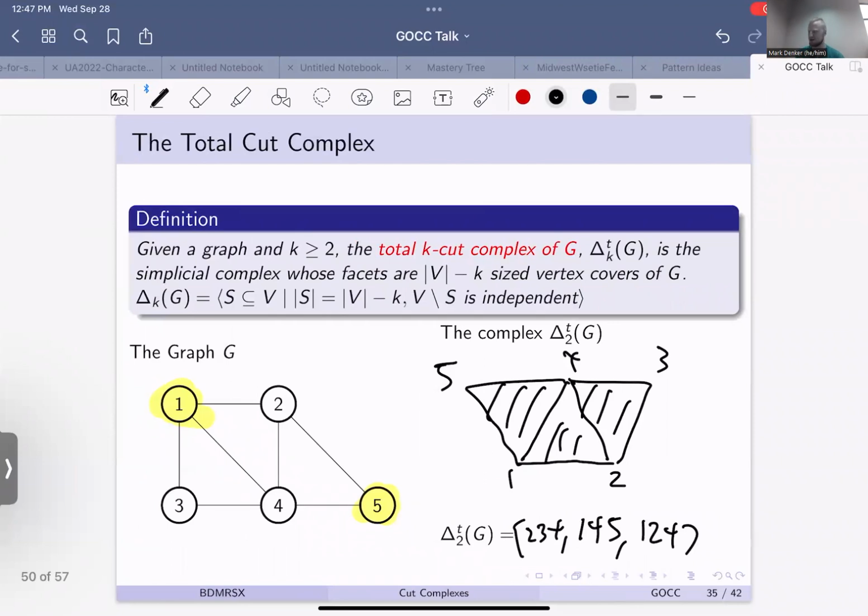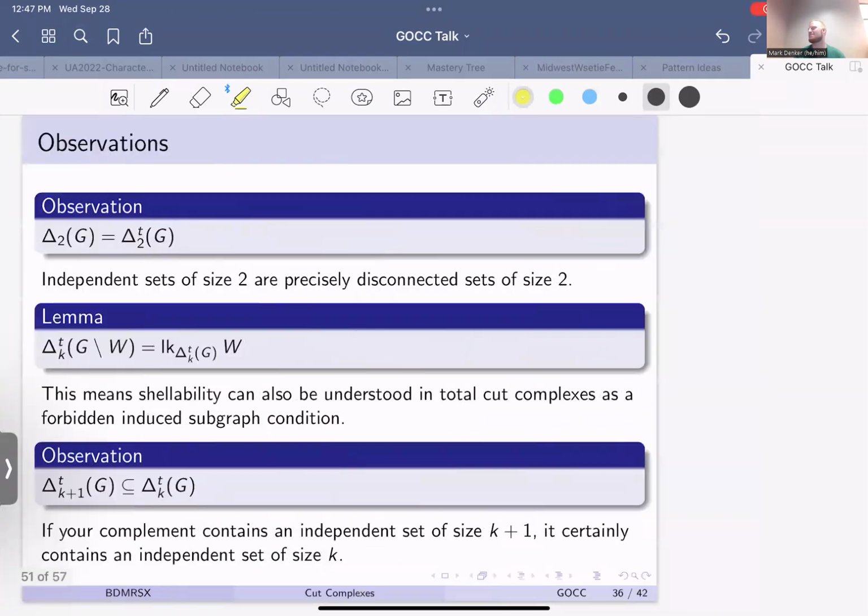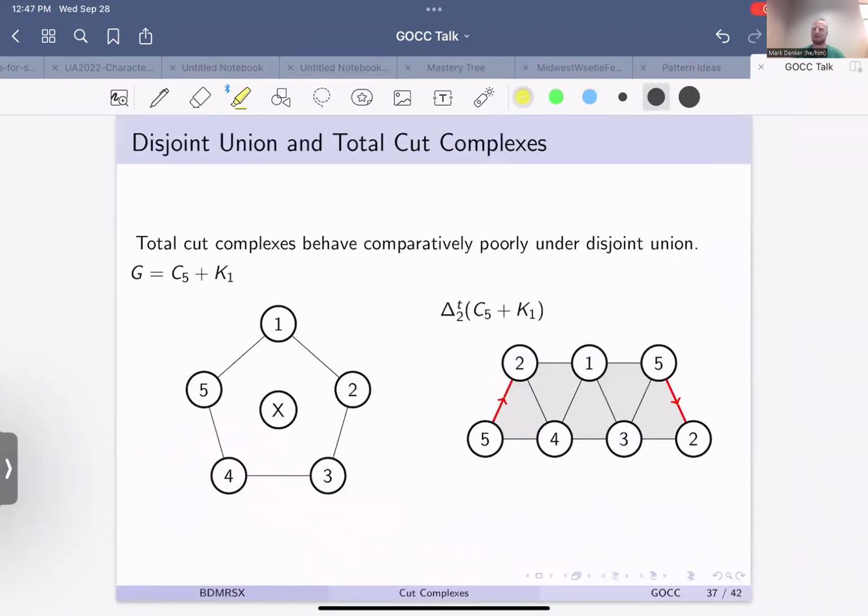It's just we've changed that adjective. It's either independent or disconnected. So bad news. All of those lovely constructive theorems about disjoint union and wedge product don't work for total cut complexes. They behave typically very poorly.